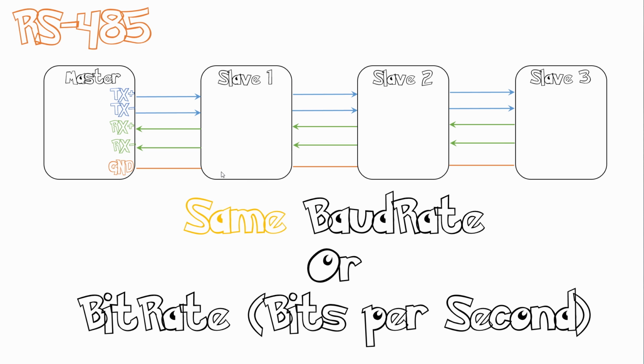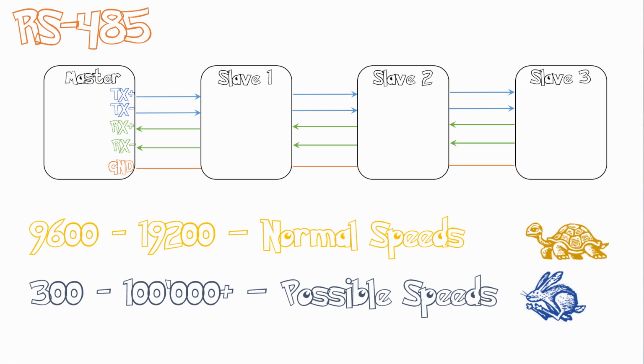Now in order for this to work, we need to be on the same baud rate or bit rate. So all the slaves as well as the master need to have the same bits per second. This is mainly because the protocol is asynchronous, where there's no dedicated clock. Normal speeds can range from 9600 to 19200, and possible speeds range from 300 to over 100,000 plus.